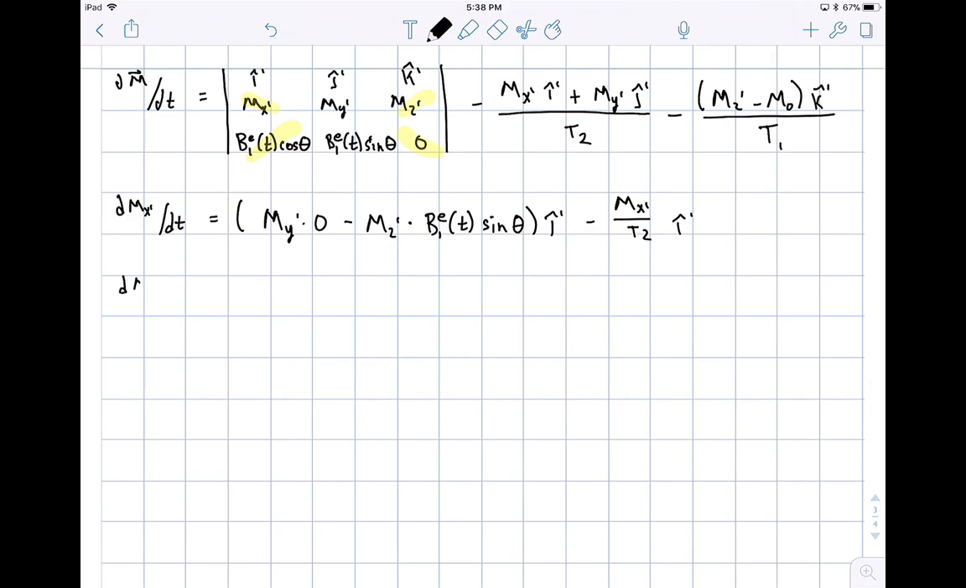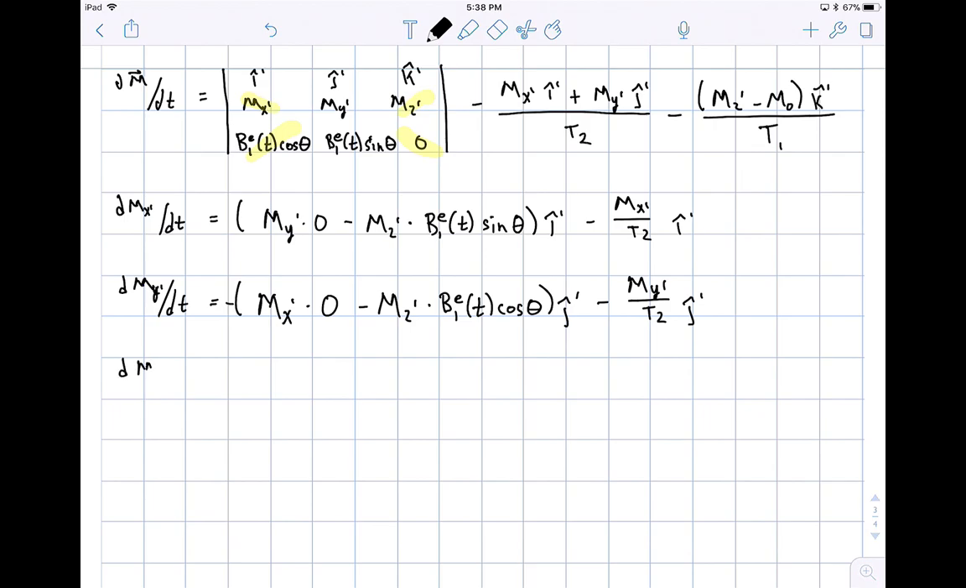So then the next one is this guy. We write out our dmy prime dt. Minus sign, it's mx prime dot of a 0, so that's going to obviously go away. Mz prime times the b1 envelope function again, this time a function of cosine theta, and that acts on the j hat prime direction. And again, we need our relaxation term, so we have my prime by T2 on the j hat prime direction. You can already see trouble brewing.